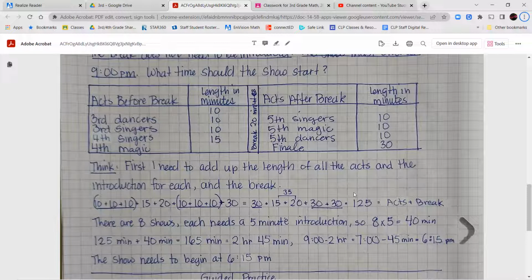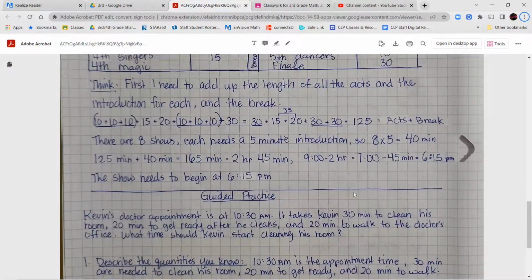I counted backwards. 9 o'clock minus the 2 hours was 7 o'clock. 7 o'clock minus the 45 minutes got us back to 6:15. So we found out that the show needs to begin at 6:15 p.m.